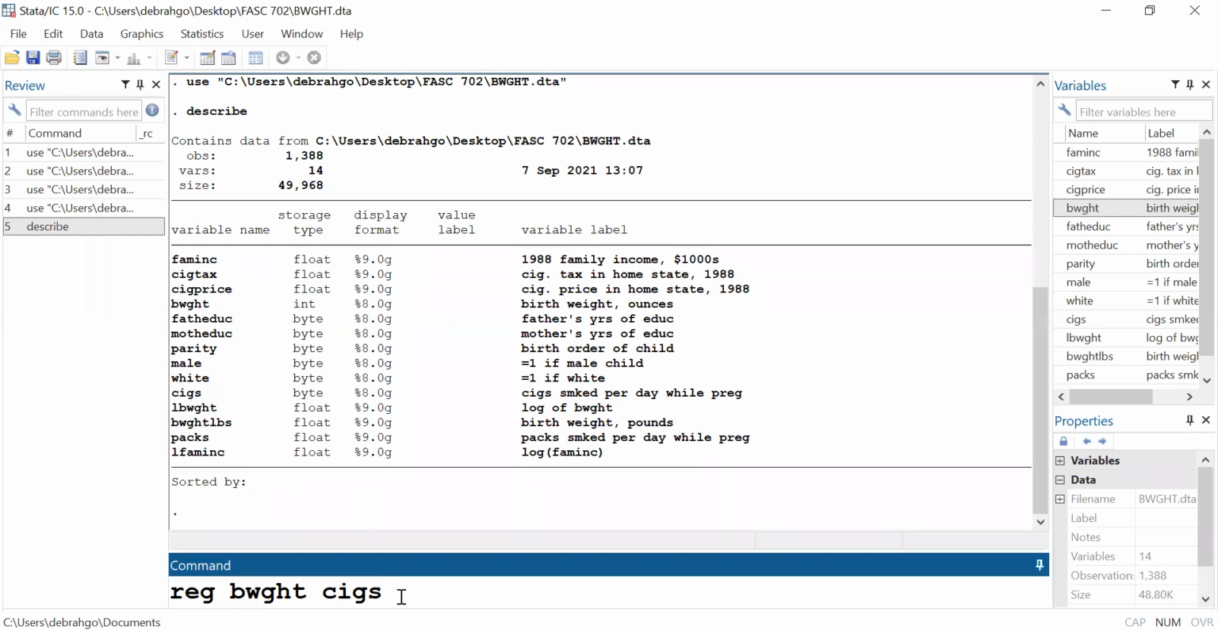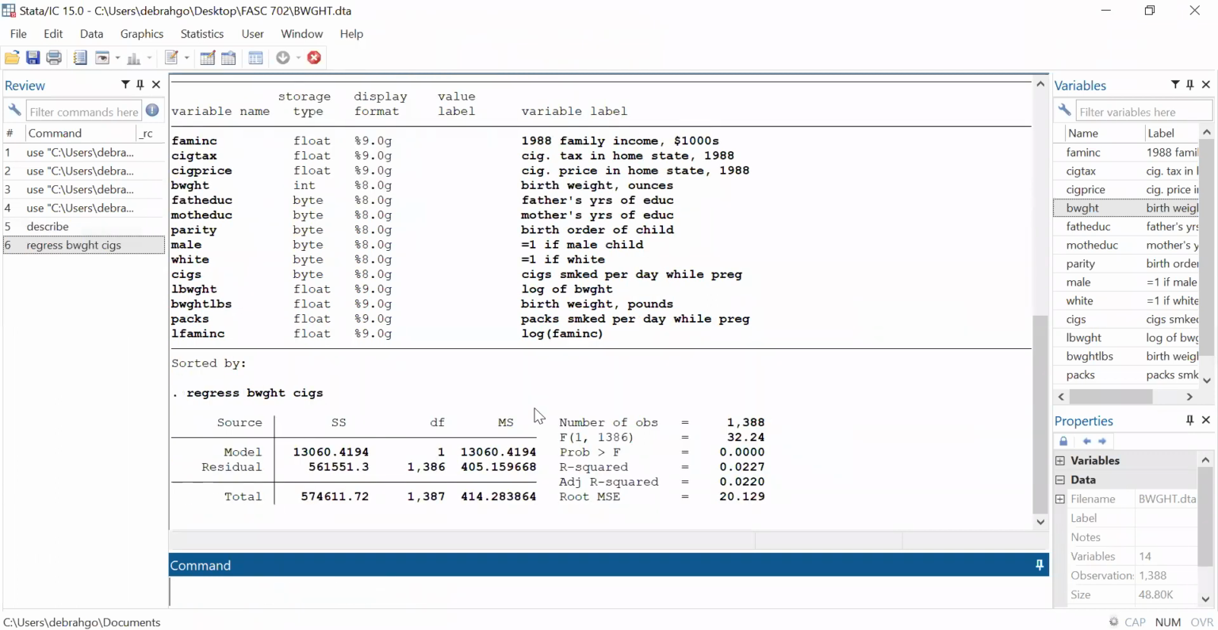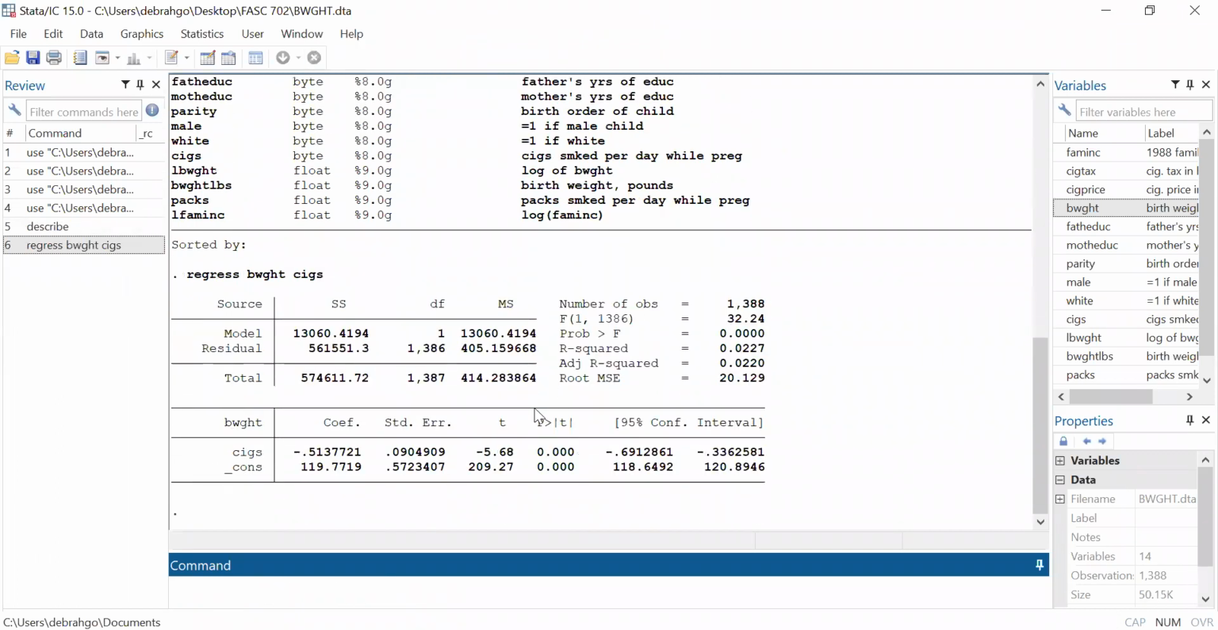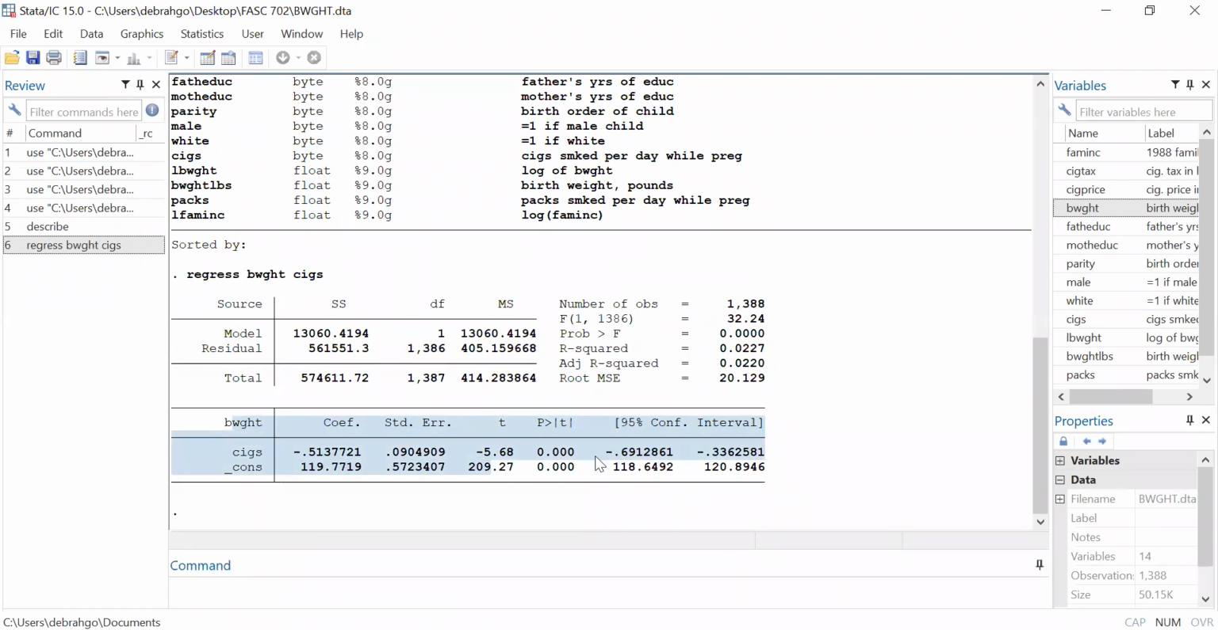After that, I'll add family income. So let me do just this. I'm going to hit enter. So reg, you can spell it in full, okay? But there are shortcuts. So regress birth weight on cigarettes. I hit enter, and then I have results. So we'll focus here. This is the result.